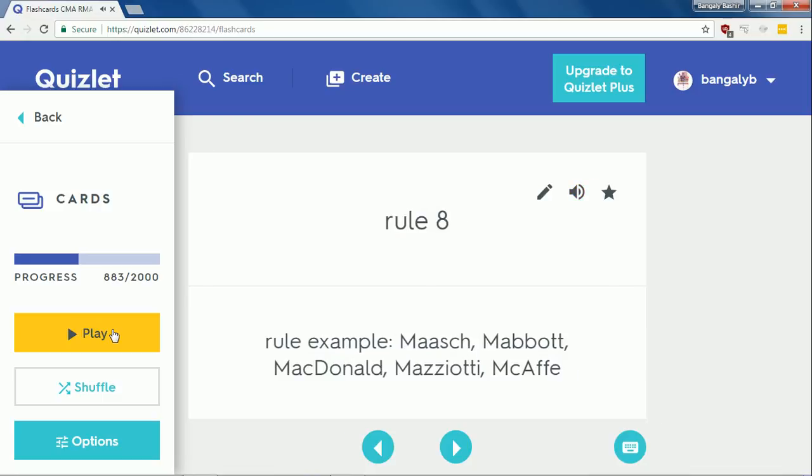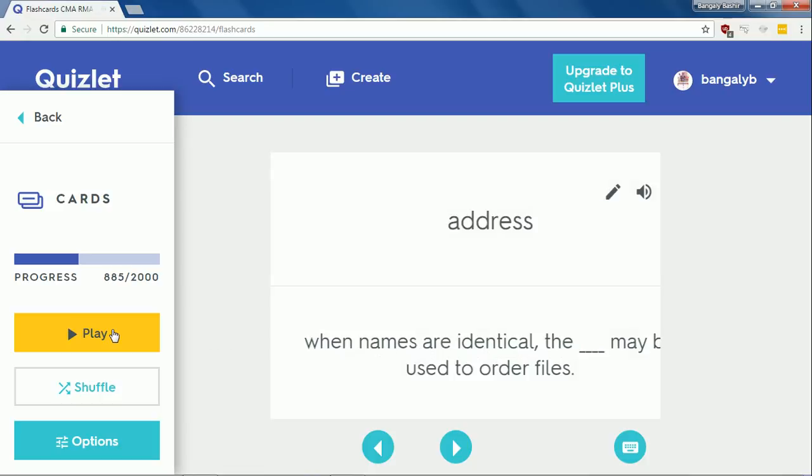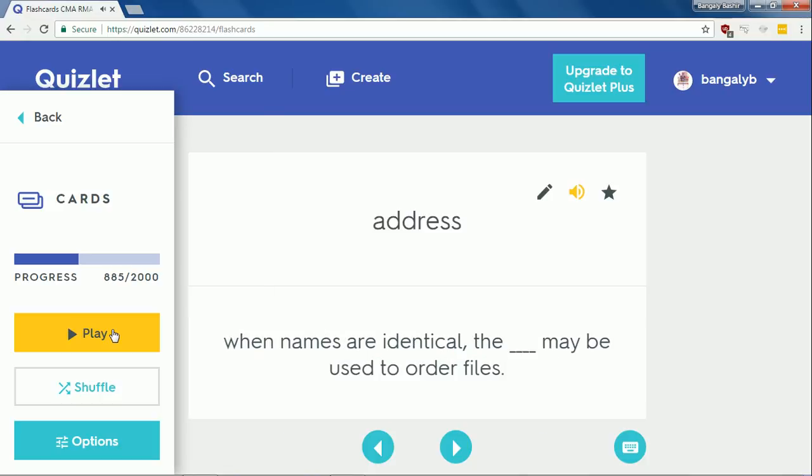Rule 8. Rule example: Mosh, Mabut, McDonald, Matsuyuti, McCaff. Rule 9. Rule example: Edward Lee Klitka, 4 is filed before Edward Lee Klitka, Jr., George Lee Curtis, 2 is filed before George Lee Curtis, S.R. Address: when names are identical, the address may be used to order files.